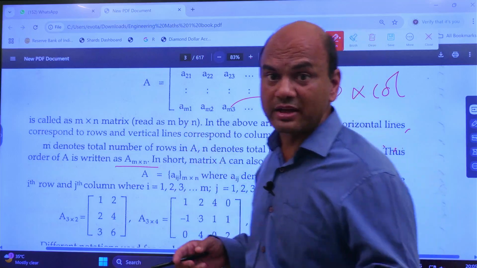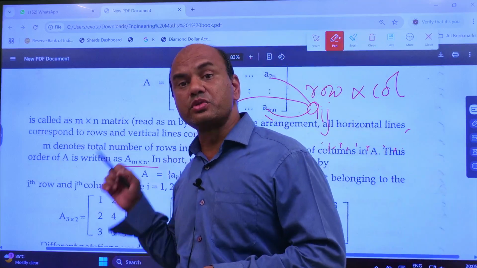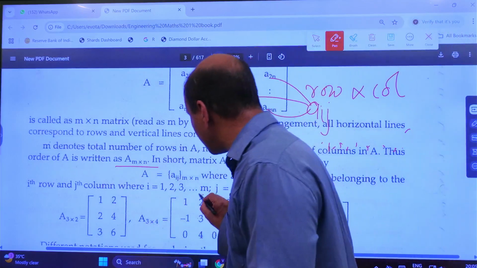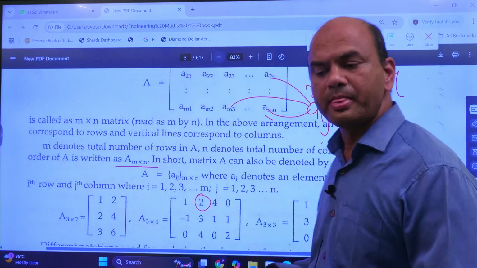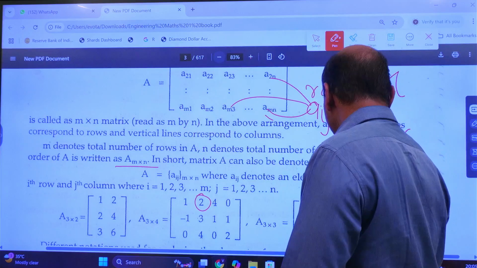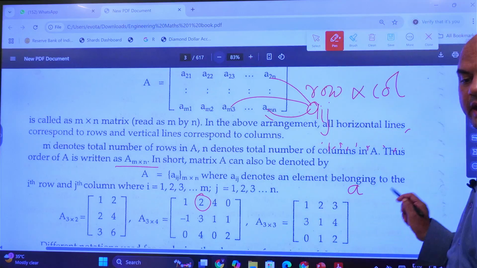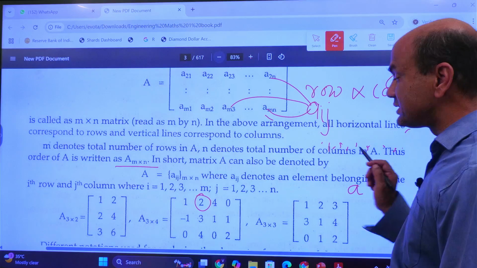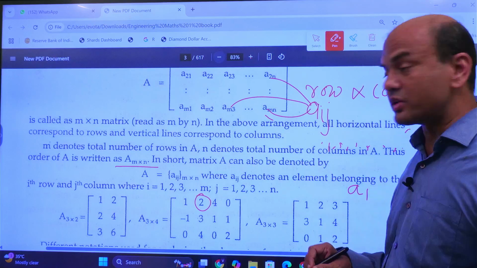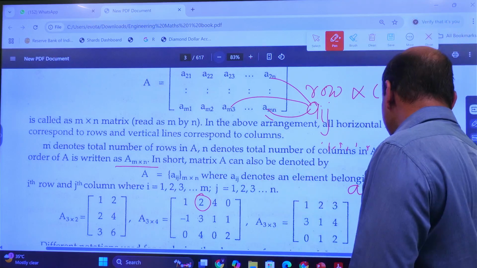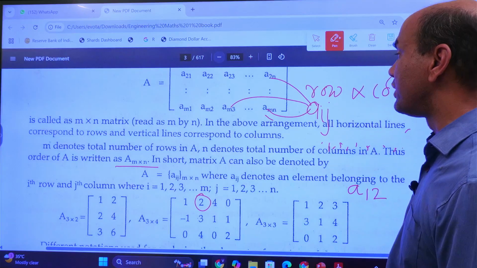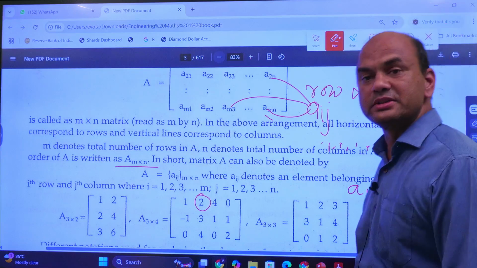Suppose I want to show this number 2. How will I show this 2? So it will be A. This A is what? A first is what? Row. What is the row? 1. And what is the column? 2. So 1, 2. It will be shown as A12. Okay, A12. That is how it will be shown.